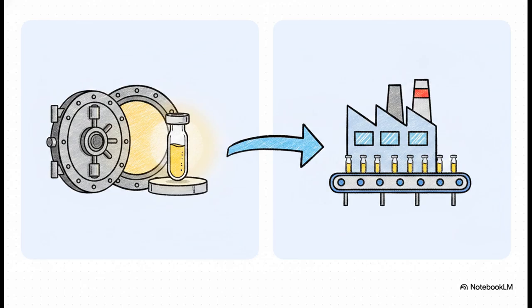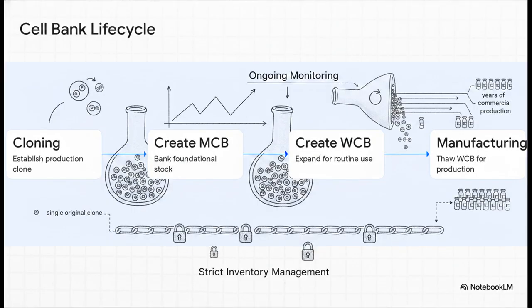Think of the master cell bank like the original constitution locked away in a highly secure vault. It's extensively characterized for identity, purity, and genetic stability. You literally do not touch it unless you absolutely have to. Instead, you take just one vial from that master bank and expand it to create a working cell bank. And it's this working cell bank that gives you the vials you actually thaw out to kick off your routine production. This dual bank structure creates this amazing continuous life cycle map. It gives us perfect traceability, all the way from a single original clone to literally years of commercial production.